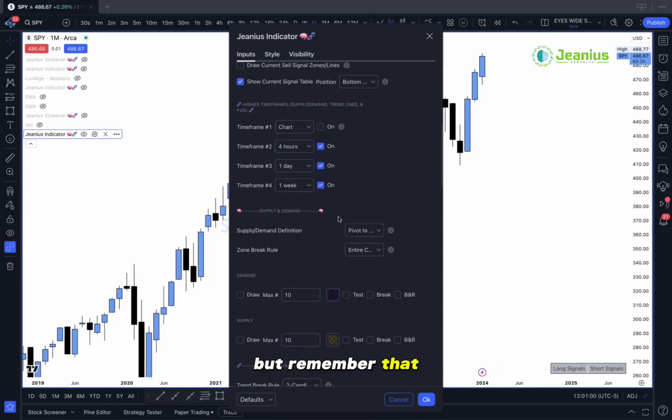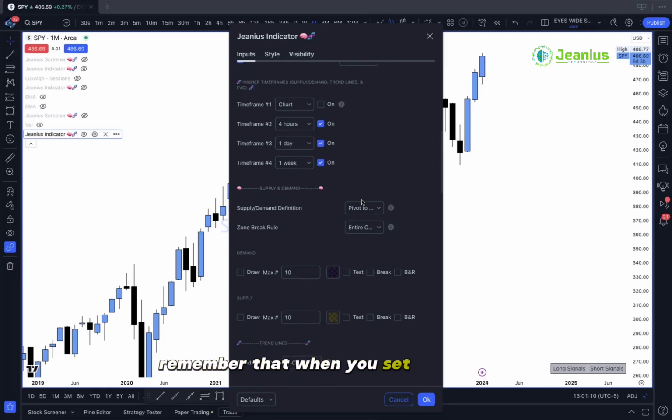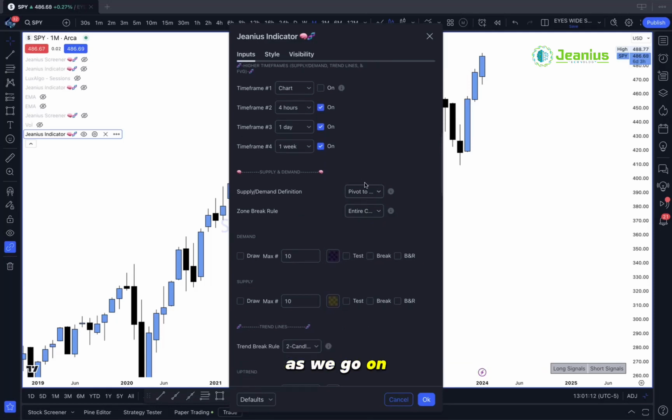But remember that you have to have rules for when you're entering certain trades for supply and demand zones. And remember that when you set these rules as we go on, they're going to be very important to how those zones and lines are drawn.